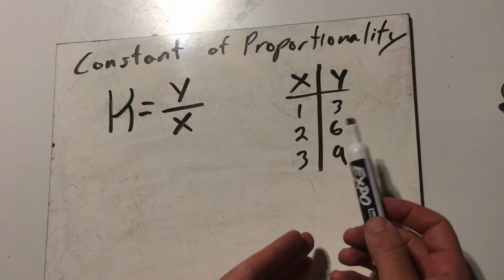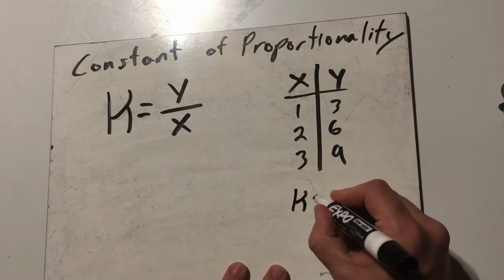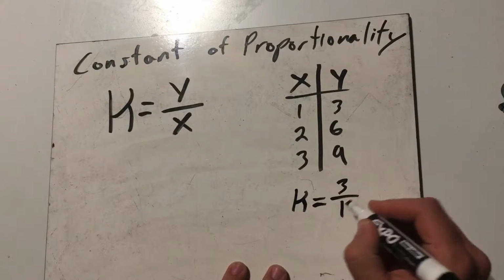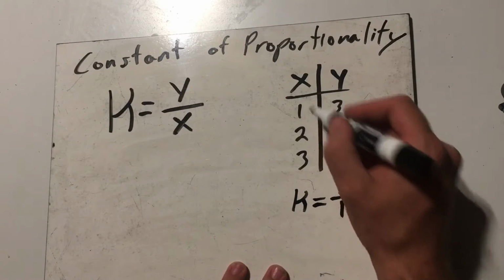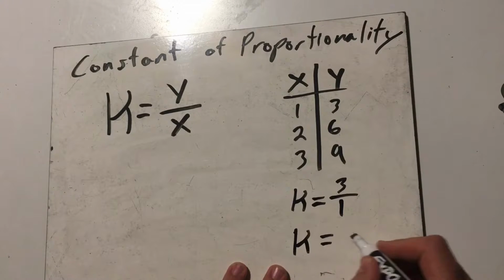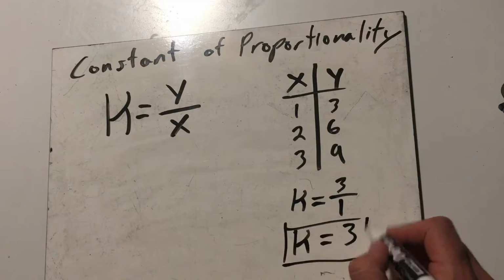So the constant of proportionality tells us that we need to make sure that we are putting y over k. So we're actually going to pick any one of these and give y as 3 and k as 1, which simplifies down to our constant of proportionality equaling 3. So there's our final answer there.